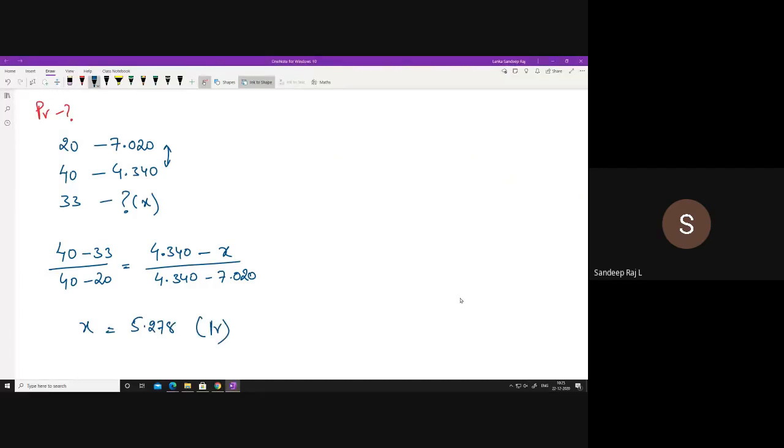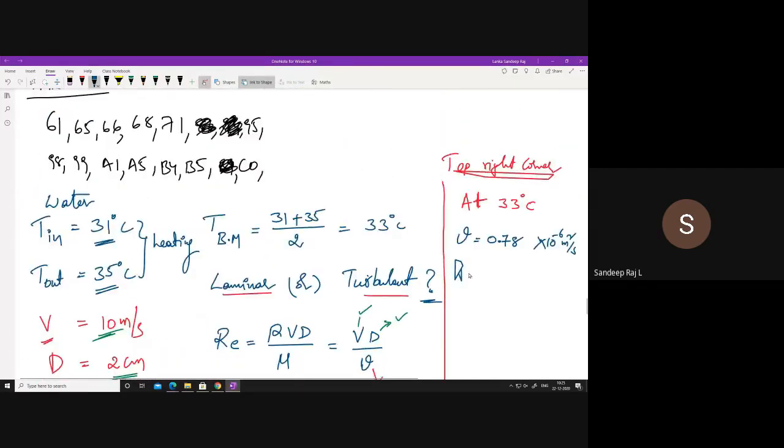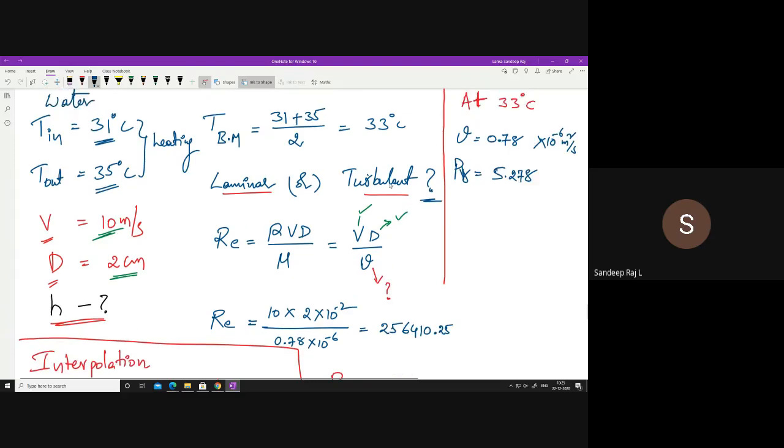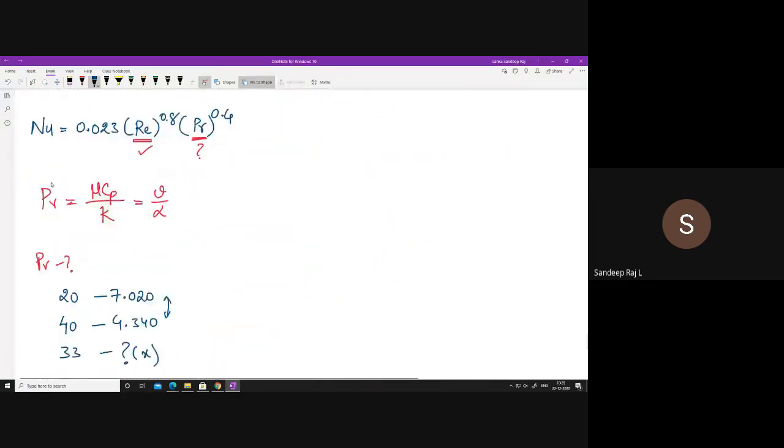Now that you've got the Prandtl number value as 5.278, write that value here. This one is enough in the examination. All your interpolations are not required; you can do them in your rough work, on the top right side of the page. That is more than enough. Now, since you have the Prandtl number value, you can easily calculate the right hand side. Because you have calculated the Reynolds number and Prandtl number, the right hand side is completely known.